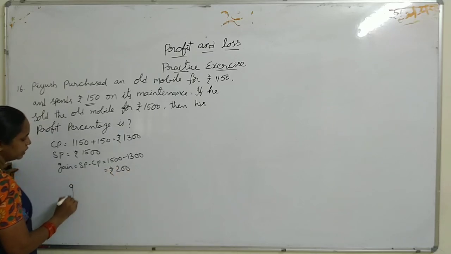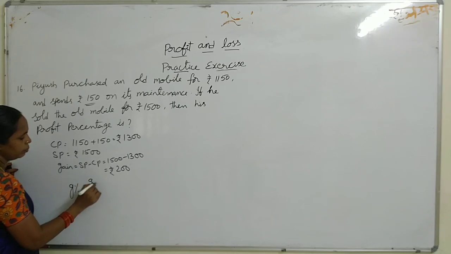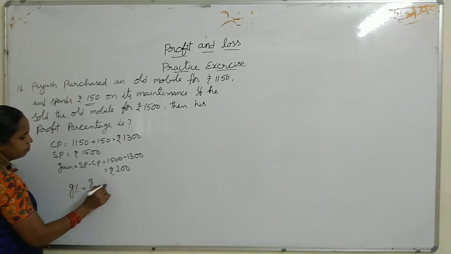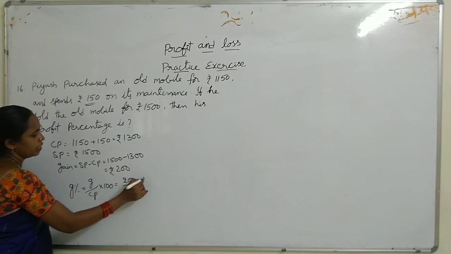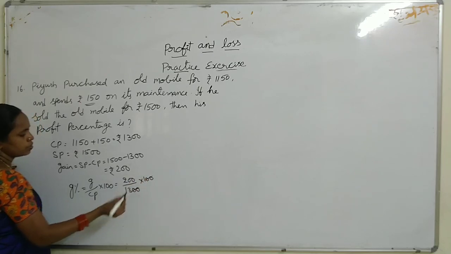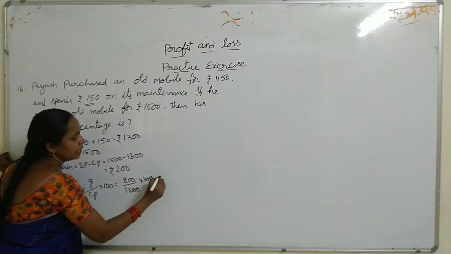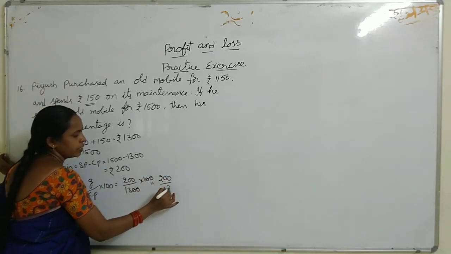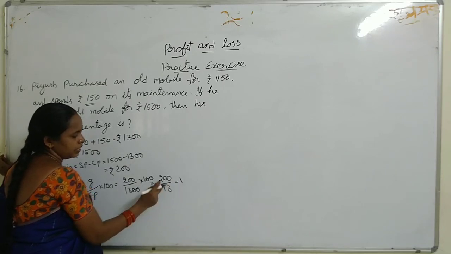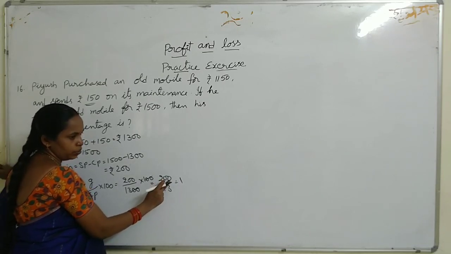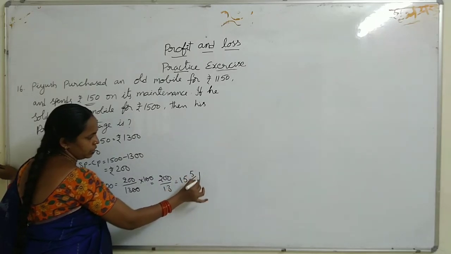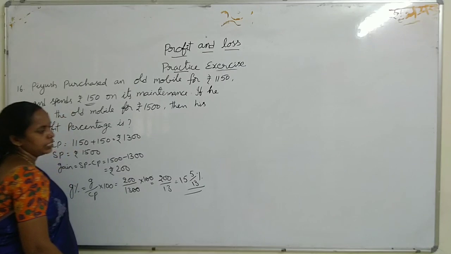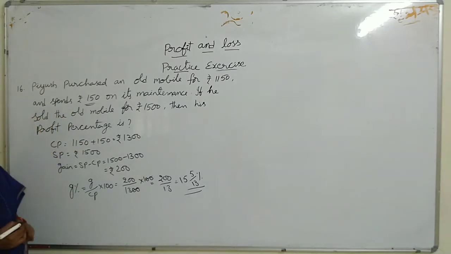And gain percent equal to gain by CP into 100. Gain is 200 rupees. CP value 1,300 into 100. 2 zeros cancel. 200 by 13. Again, that means 13 ones are 13. 20 minus 13 is 7, 0, 70. 13 5 is 65. 5 by 13%. So gain percent is 15 5 by 13%.